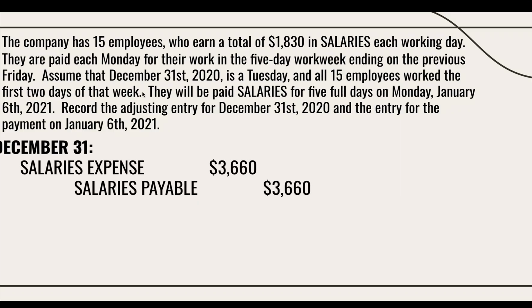Okay, so that's a debit to salaries expense for $36.60, which is $18.30 times 2. That represents Monday and Tuesday. We owe them $36.60, which we're going to pay the following Monday. I'll give you a second to do the January 6th journal entry.